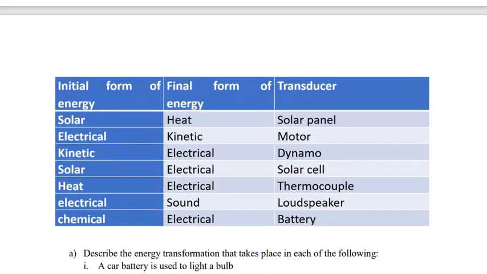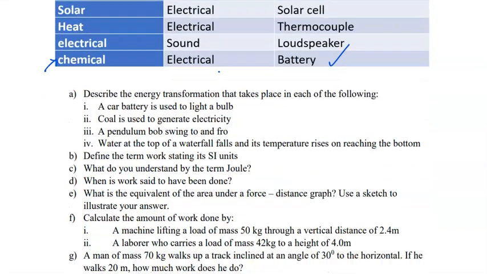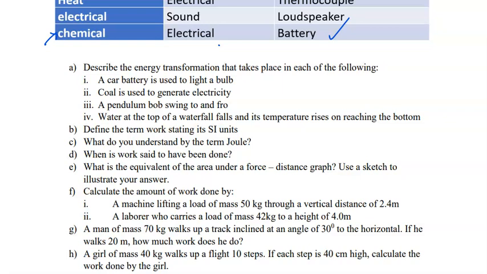So the chart here is simply giving you an example of transducers and how they transform the energy from solar to heat. You can see we have a solar panel, all the way to chemical to electrical, which you have a battery. So just study that, then attempt to describe the transducers below. A car battery is used to light a bulb, so you describe from which energy. Like a car battery, it starts all the way from chemical energy, then it ends to a bulb in light and heat.